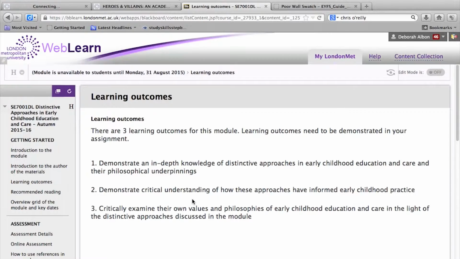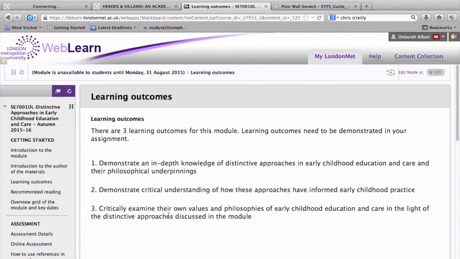Secondly, you've got to demonstrate a critical understanding of how these approaches have informed early childhood practice. As you go through the module, you'll realise that we haven't suddenly arrived at the kind of provision we've got now. There's a whole history, there's a whole group of people and events and policies, etc., that have led to where we are today. So you need to have an understanding of these approaches and how they've impacted on early childhood practice in a general way.